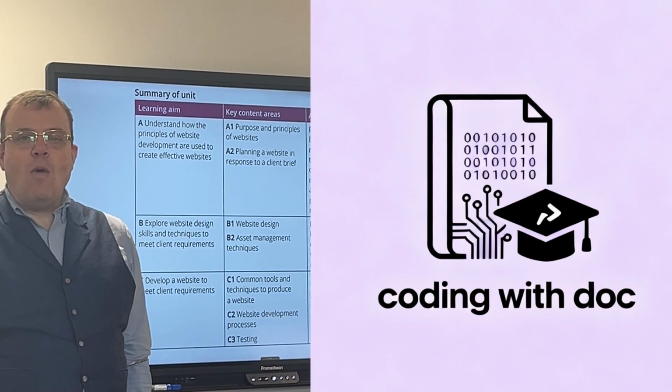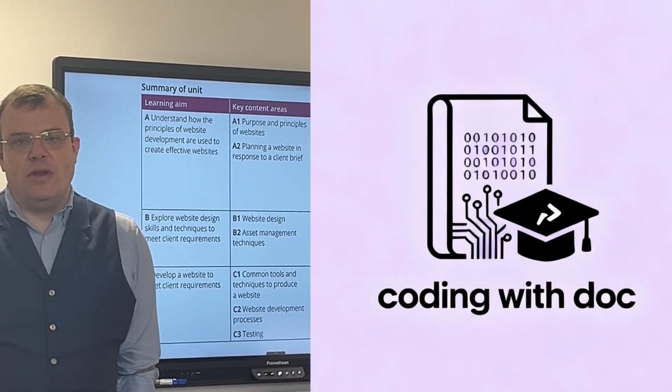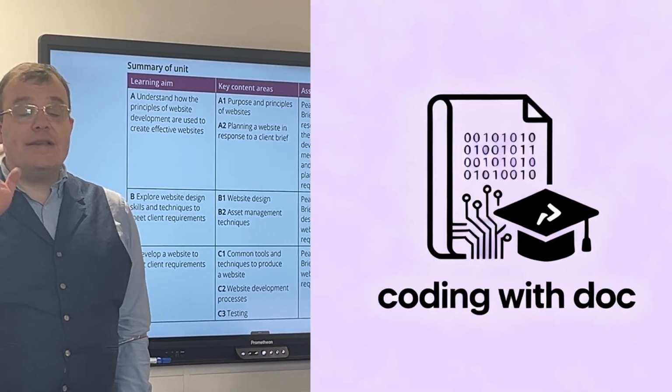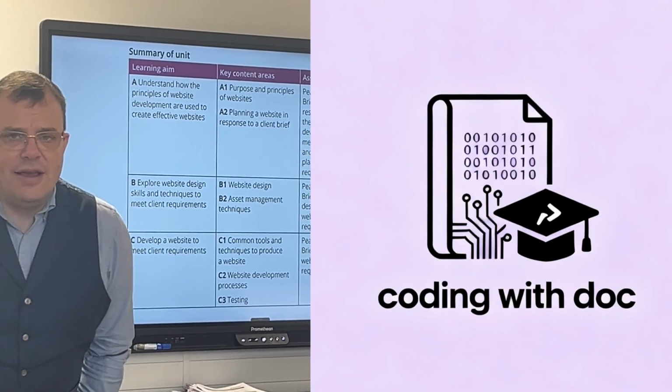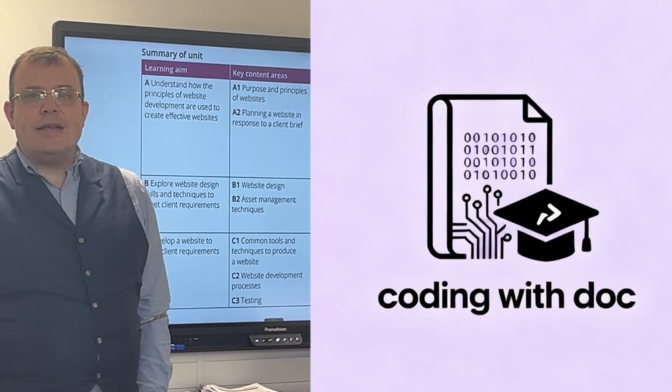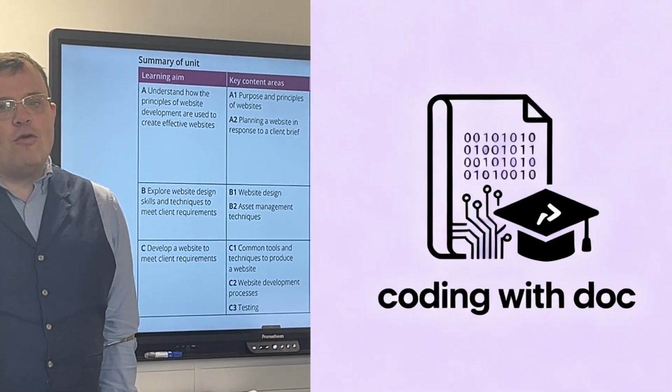So, on the website component, which is Unit 3, there are 3 sections that you need to do. Section A, Section B, and Section C.